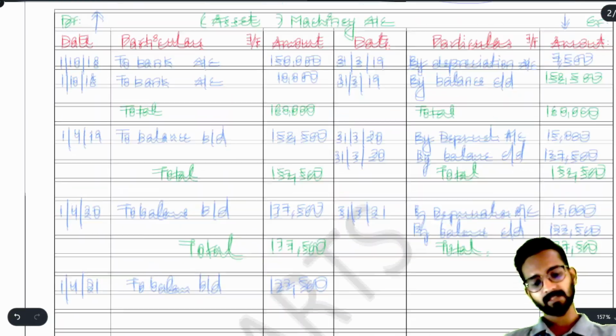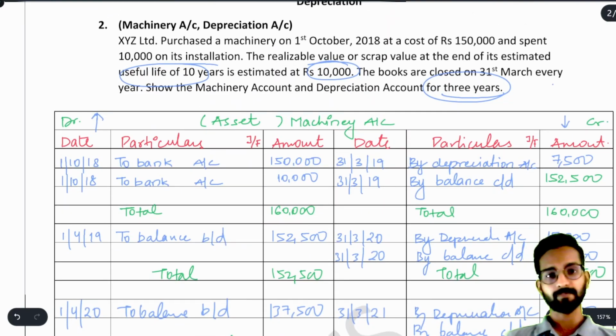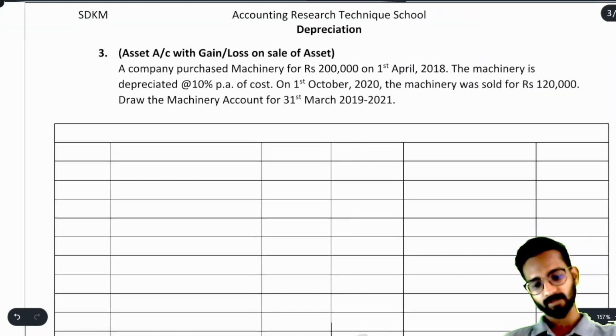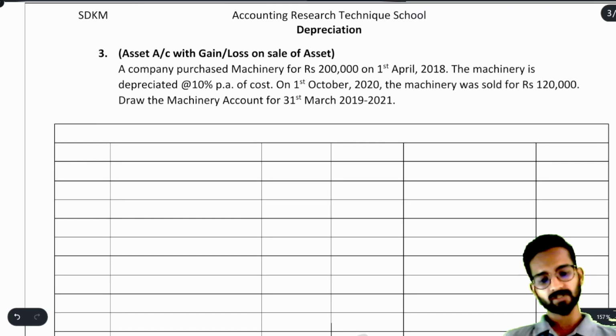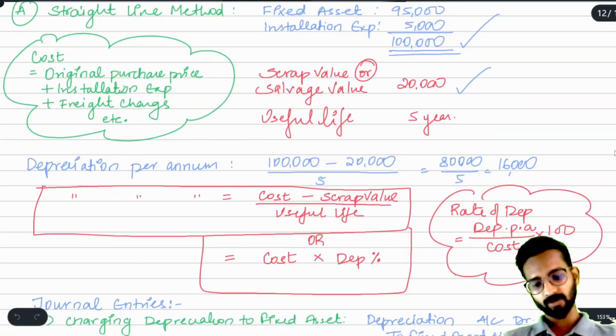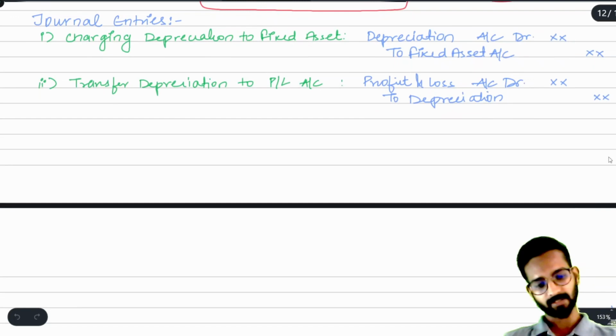Now this is your straight line method, and this is your entire question, how you will be charging depreciation each and every year in the asset account. Understood? Now after this we have the next question on asset account with gain and loss on sale of asset. Now before that we will learn what is this concept. See, we already covered how we charge the depreciation in straight line method. Now check, these were the 2 journal entries.